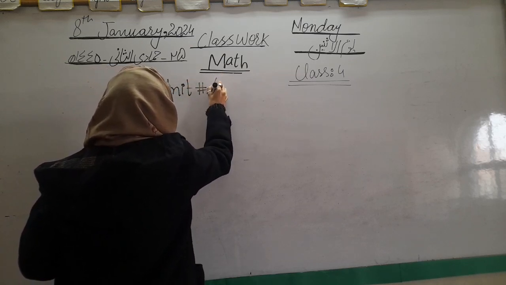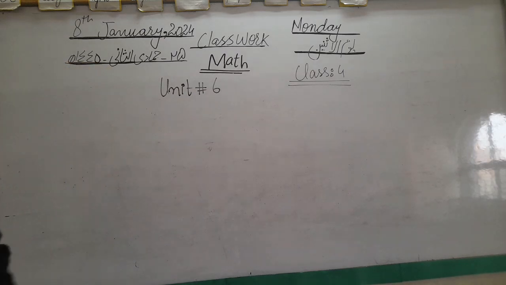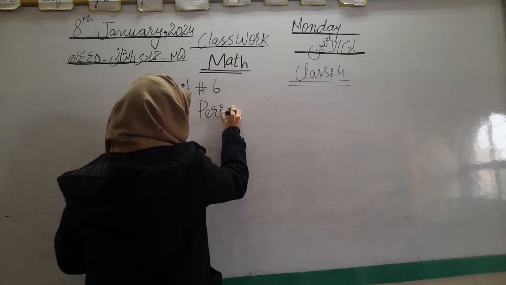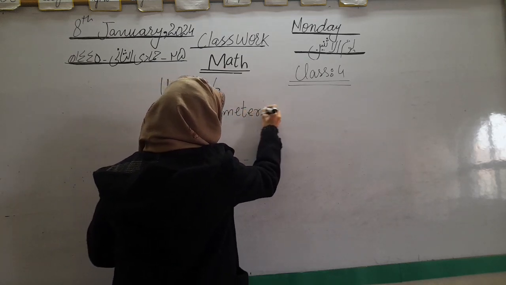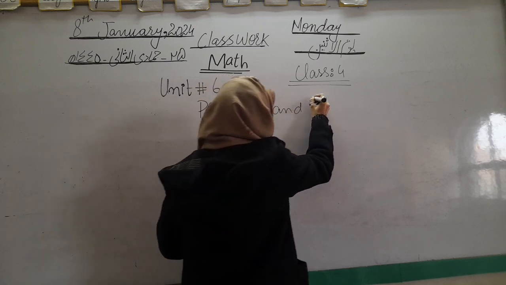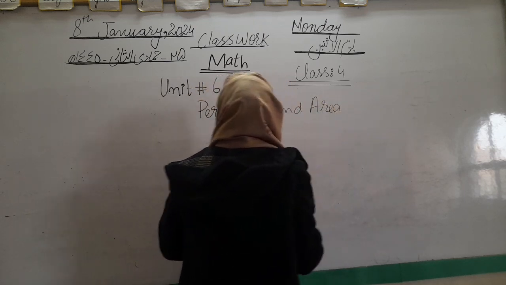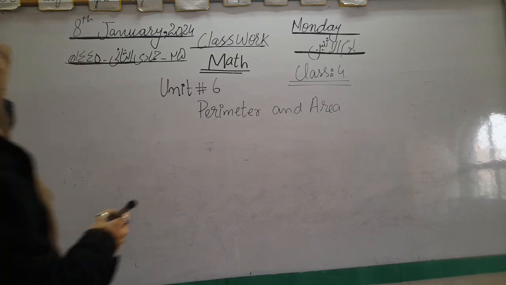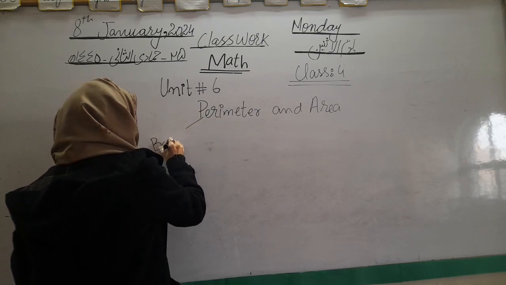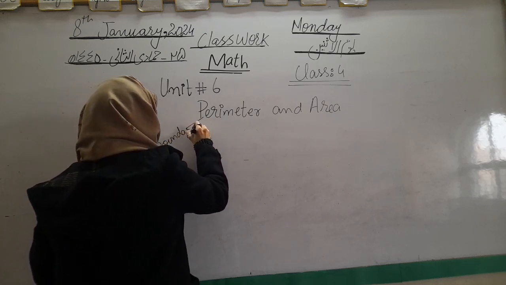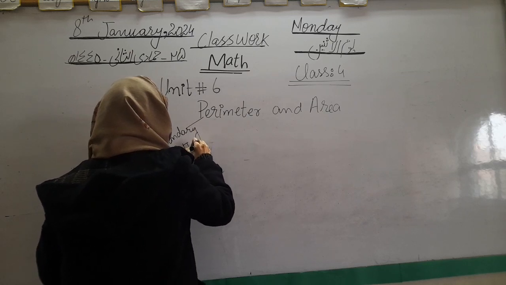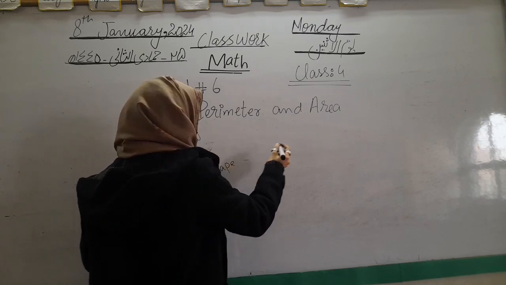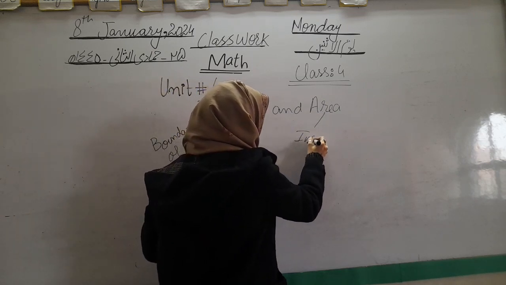Unit number 6. Perimeter and area. Tell me class, what is perimeter? Good. Perimeter is the boundary of the closed shape. And area is the inside surface of the shape.